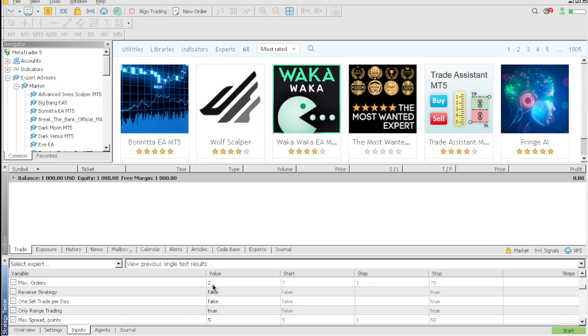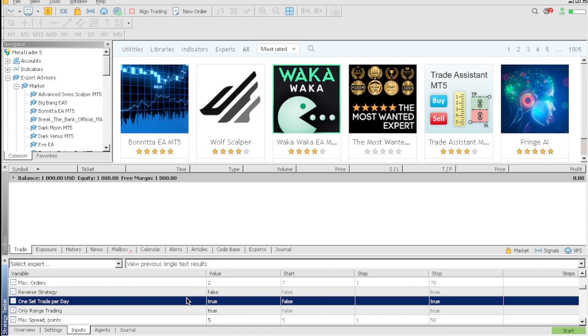What do we have here? We have max order of 2, so the max orders we want to trade in a day is 2. A reverse strategy, we're going to leave that default for now. One set trade per day, we're going to leave that. Okay, we're going to put that to true. So if we have a set of winning trades, we're going to close it out. A set of losing trades, we're going to close it out.